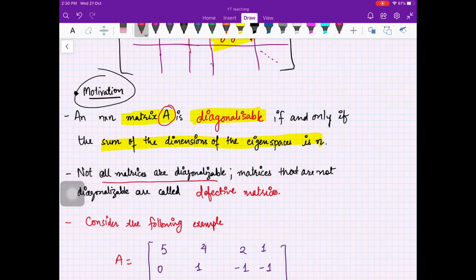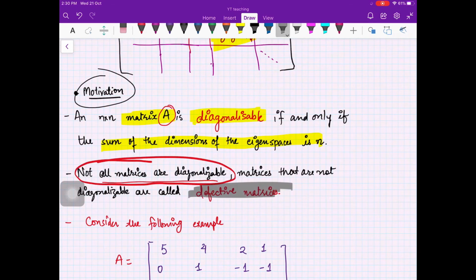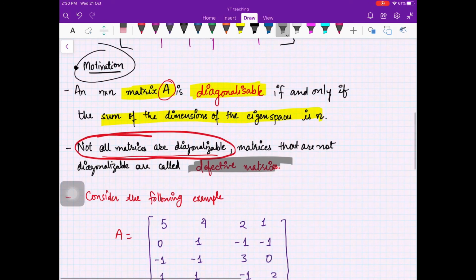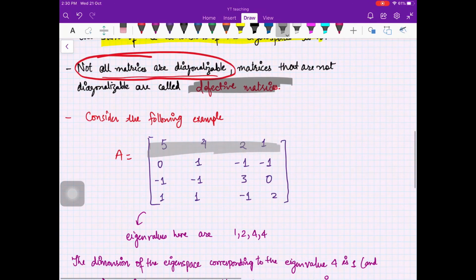And we have already seen that not all matrices are diagonalizable. Before that, you should know why we are talking about diagonalization: diagonal matrices are very simple matrices, and if we can write something in the form of a diagonal matrix, then it is always convenient. We have already seen that there are matrices which are not diagonalizable, and in literature such matrices are called defective matrices.